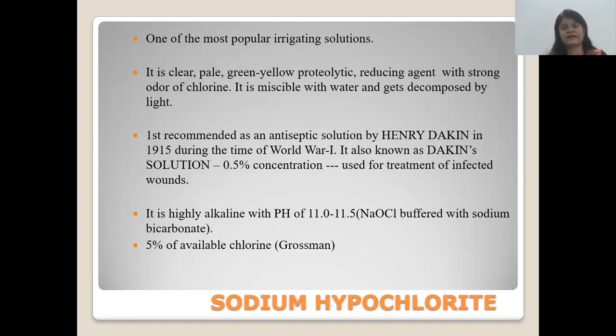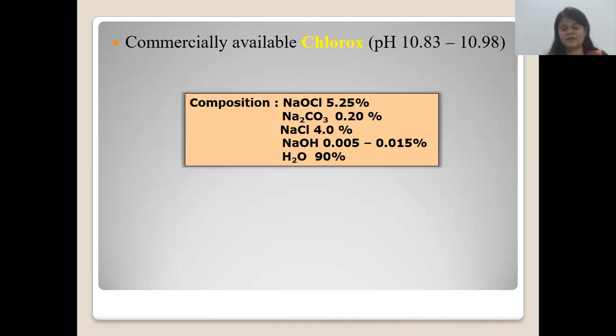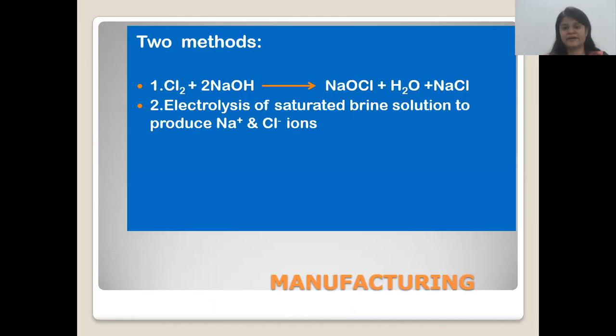This is a highly alkaline liquid with a pH of 11 to 11.5. Sodium hypochlorite is buffered with sodium bicarbonate. In a 5% solution, 5% available chlorine is present according to Grossman. Commercially available sodium hypochlorite is known as Clorox, whose pH ranges from 10.83 to 10.98. The composition of Clorox is sodium hypochlorite 5.25%, sodium carbonate 0.2%, sodium chloride 4%, sodium hydroxide 0.005 to 0.015%, and water around 90%.